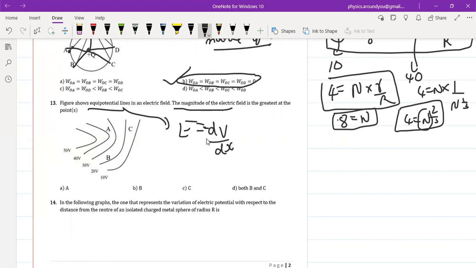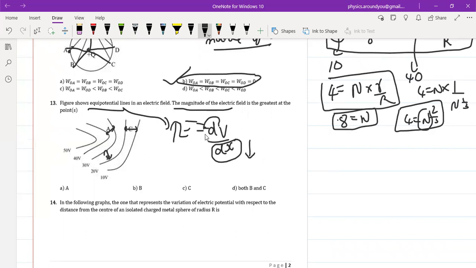So here we have the concept that whenever the distance between the equipotential surfaces is less, their electric field is maximum. So I just need to see between this and this surface, it's a very huge distance. Between this and this surface, huge distance, but between this and this surface, distance is less.